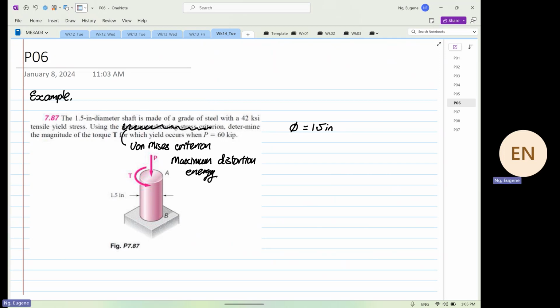Right. So from here, what is given to us? Diameter is what? Diameter is equal to 1.5 inch. Stress yield is equal to 42 times 10 to the power 3 psi.